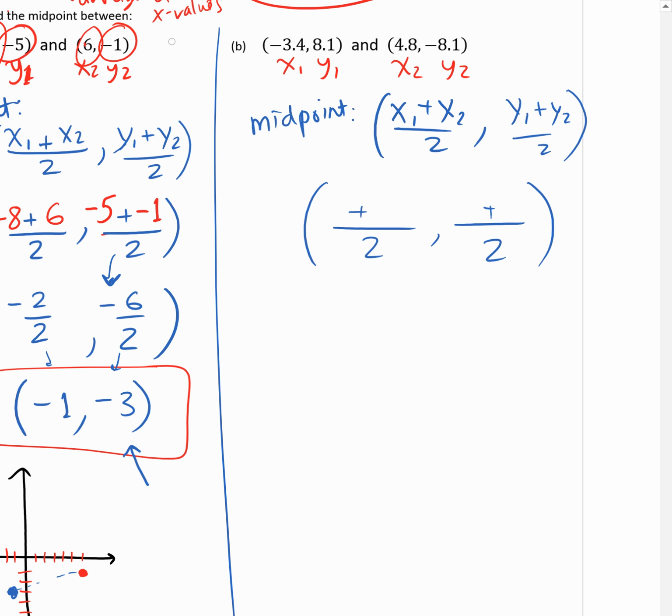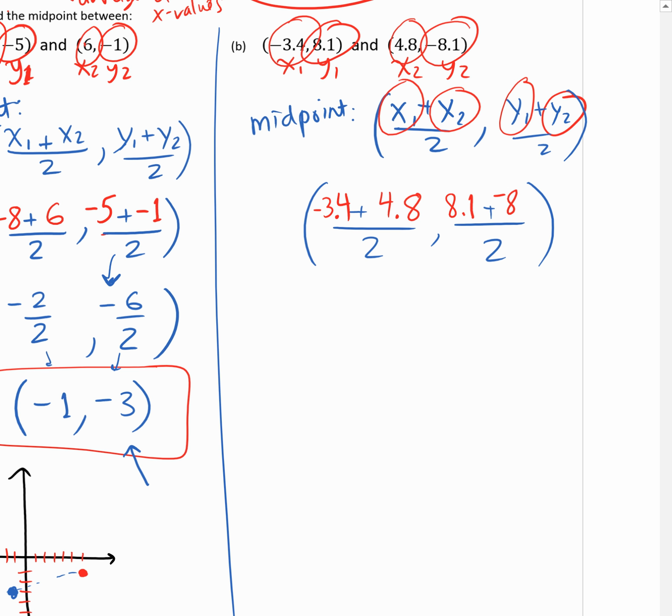I'm not excited about these decimals, but that's okay. The first thing I want to put is x1. That's -3.4. And then next comes x2, that's 4.8. And then here we have y1, that's 8.1. And then plus y2, which is -8.1. All right. So far, so good.